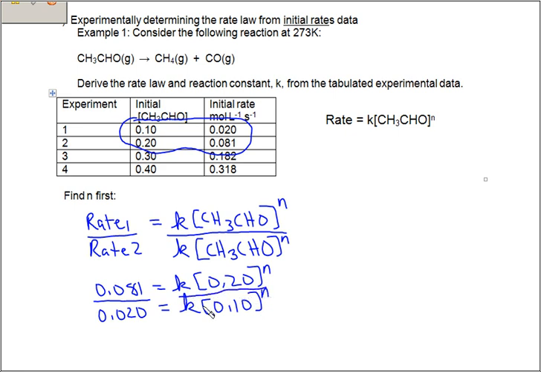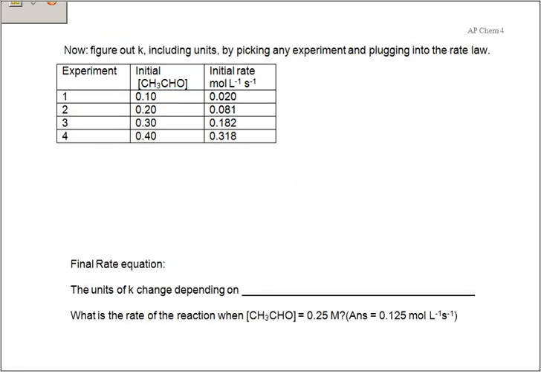Well, let's start canceling stuff out. Well, 0.081 divided by 0.020 is essentially 4. So 4 equals, and then the K's cancel because they're constants. And 0.2 divided by 0.1 is 2. So what we have is that 4 equals 2 to the N. Therefore, N has to equal 2. Now we're going to figure out K, including units, by picking any experiment and plugging into the rate law.